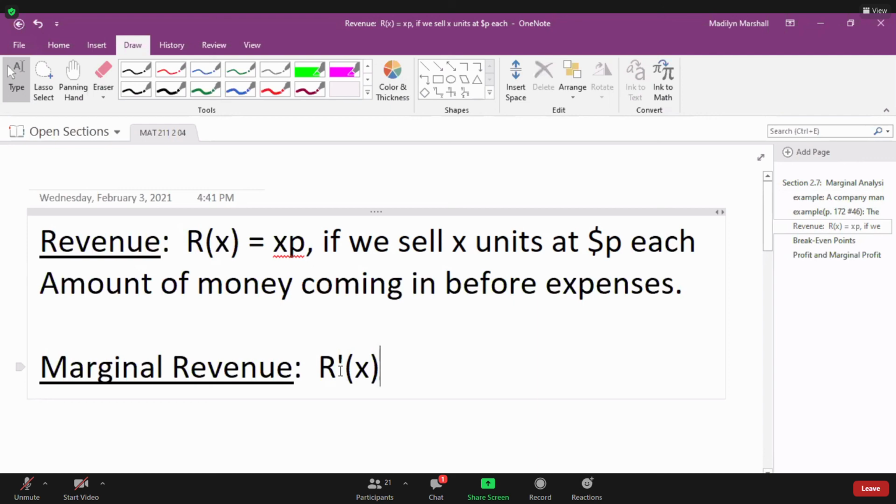Now, marginal revenue, R prime of X. Marginal is always going to mean the derivative for all of this stuff. Marginal whatever means take the derivative of whatever we're looking at. So in words, what would be the marginal revenue?